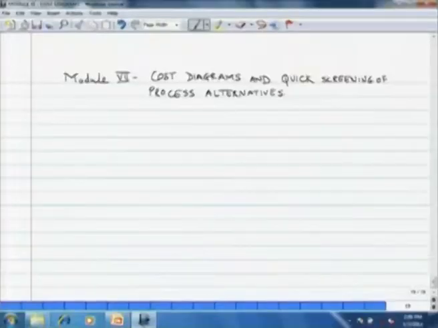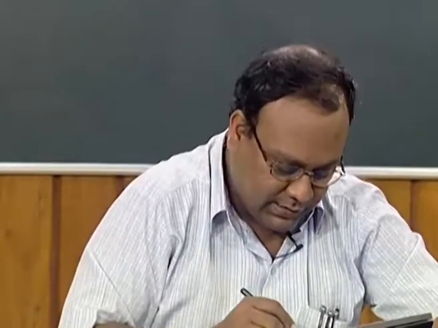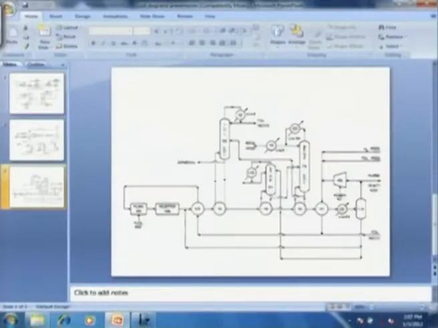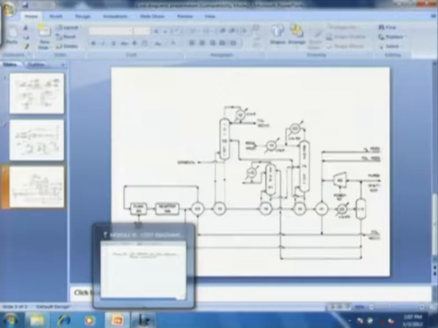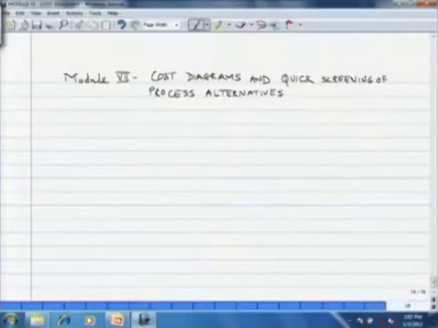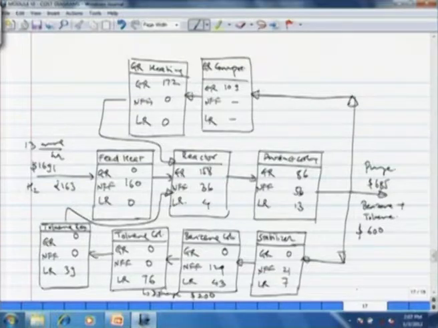Welcome. In the previous lecture, we saw how we can convert a complicated cost diagram of a heat-integrated HDA process into two simple structures. First is the lumped cost diagram that we saw in the previous lecture, and then the cost allocation diagram that you see on the screen at the moment.